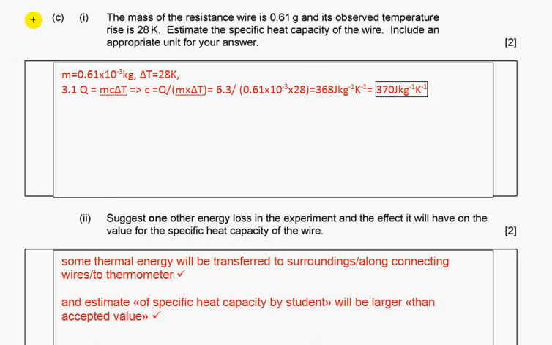C. The mass of resistance Y is so much, observed temperature rise is 28 Kelvin. Estimate the specific heat capacity of the Y, include an appropriate unit for your answer. So mass we know, temperature change we know. From section 3.1, energy equals c m delta T. Then c equals Q over m delta T. The energy of discharge we calculated in one of the previous steps, 6.3 joules. Mass we turn into kilograms, and we have this specific heat capacity.